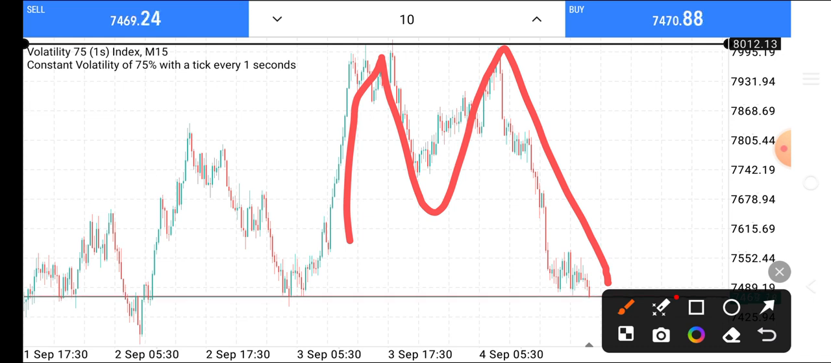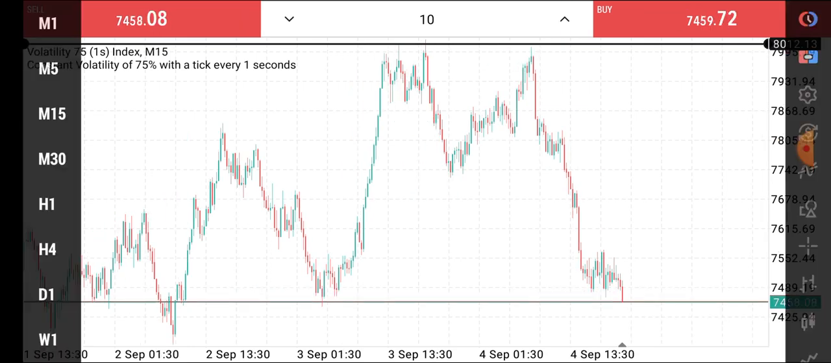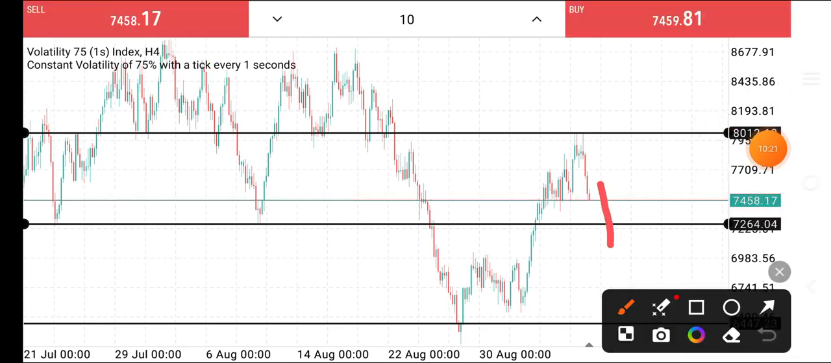Now what should I be looking out for? The first thing I need to be looking out for is this, the immediate low of this particular pair, which I don't expect the market to break lower than this. If it breaks lower than this, then it probably goes and breaks lower than this, and probably goes to break lower than this. I'm going to wait for a retracement.